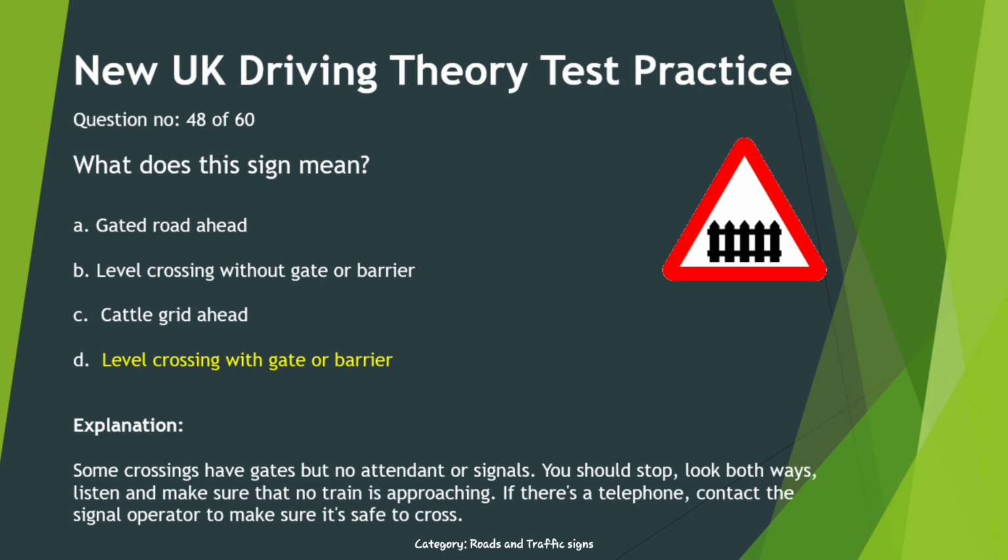Level crossing with gate or barrier. Explanation: some crossings have gates but no attendant or signals. You should stop, look both ways, listen and make sure that no train is approaching. If there's a telephone, contact the signal operator to make sure it's safe to cross.